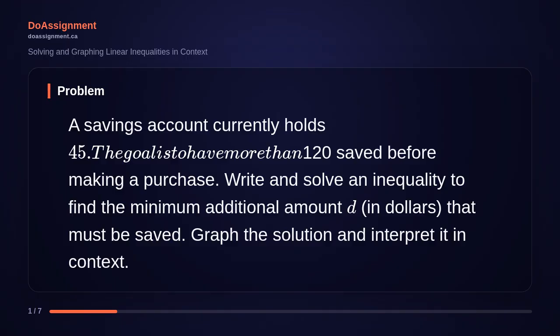A savings account currently holds $45. The goal is to have more than $120 saved before making a purchase. Write and solve an inequality to find the minimum additional amount D in dollars that must be saved. Graph the solution and interpret it in context. Now let us work through the solution step by step.